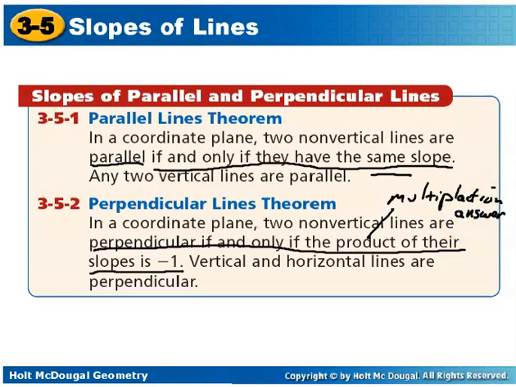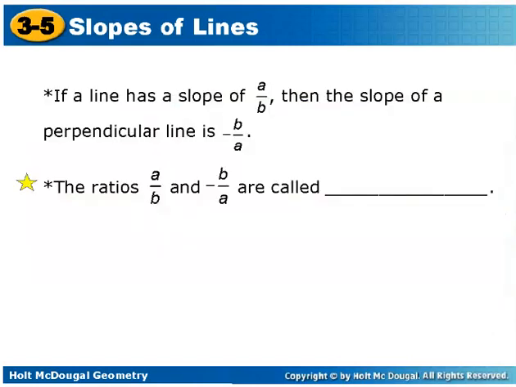So let's go in and use these two theorems. Okay, so we have one line that has a slope of a over b, and the slope of the perpendicular line is -b over a. So those two ratios, there's a special name for them, and we call them opposite reciprocals. Reciprocal means we flipped them over. Opposite meaning this ratio is positive, this one is negative. Okay, opposite reciprocals.